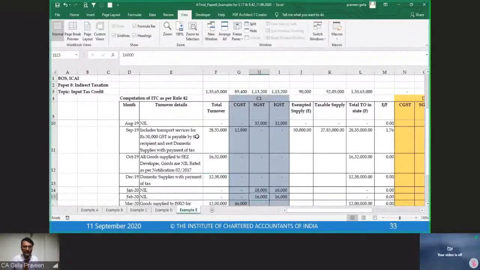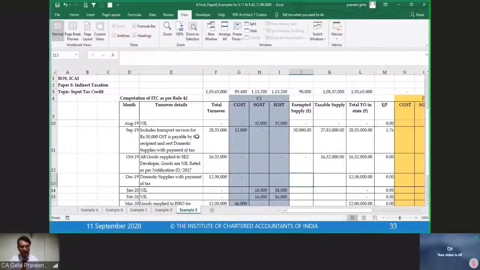Next point. My example, October month. All goods supplied to SSI developer, goods are nil rated as per notification. Now, whatever 16 lakhs we are seeing in the month of October, the entire 16 lakhs is nothing but nil rated supply. The moment I say nil rated supply, section 247 exempt supply, answer is yes. But when I come to my section 17.3, because it is a zero rated supply, I put that under the category called taxable supply. So my exempt supply will be zero for that particular month.